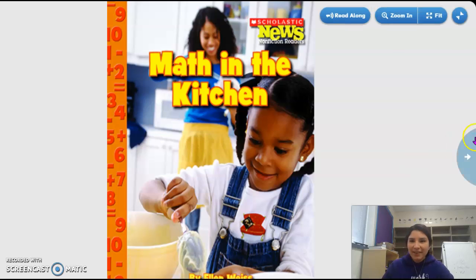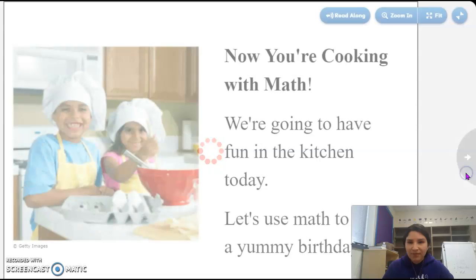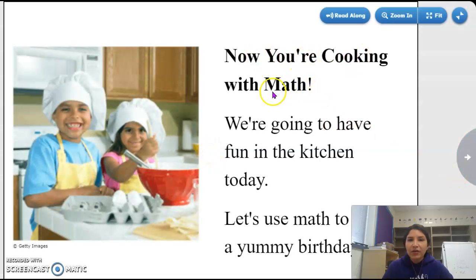All right, let's go through the book. Now you're cooking with math. This is a text feature. What is this text feature called? It's called a heading. It lets us know what this page is going to be about. So that's one text feature. What is this? This is another text feature. Is this an illustration or a photograph? This is an example of a photograph. Photographs are taken with cameras. That's the second text feature in this story.